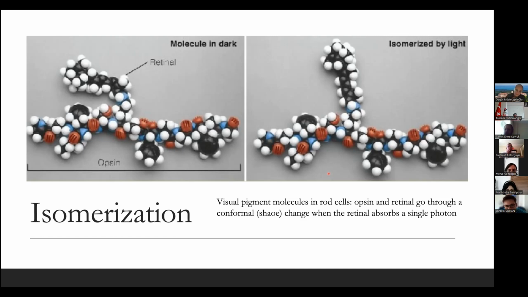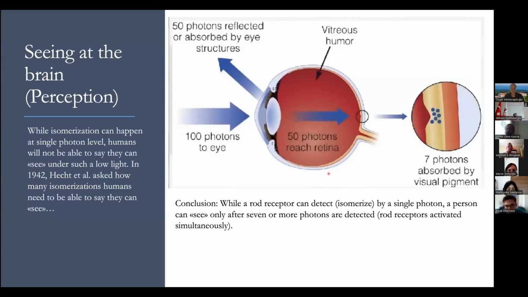In 1942, this question was addressed by these three researchers, Hecht and co-workers, and they concluded that we need on the order of 10, or more strictly speaking, 7 or more photons or isomerizations to be able to say we have seen something.